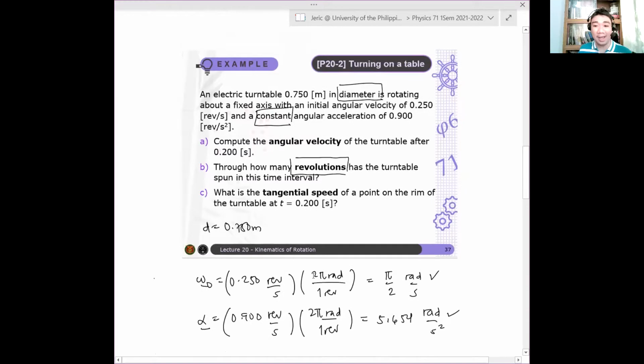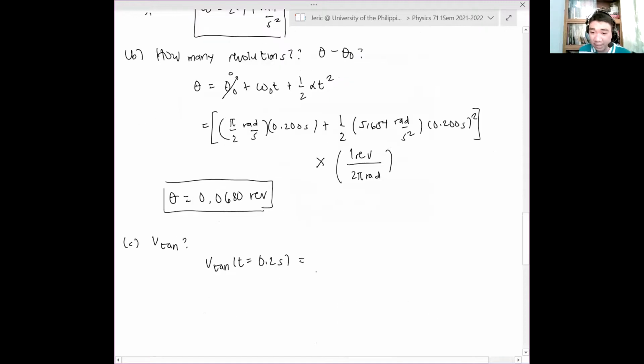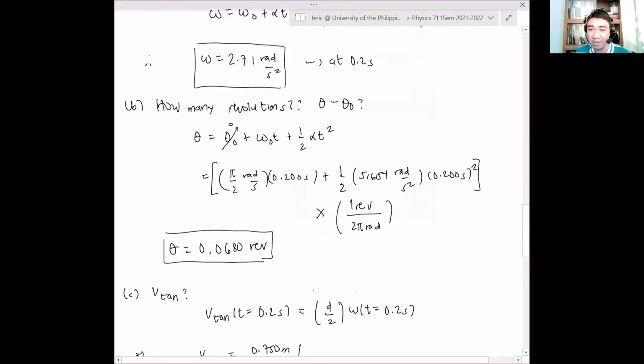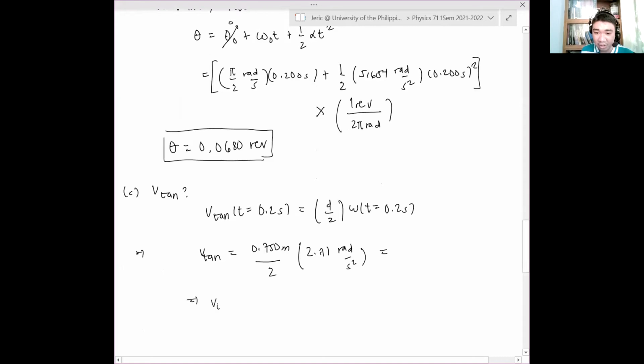What is asked is at the rim, so we need the radius. You need to divide your diameter by 2, so we have D over 2, multiplied by omega at t equals 0.2 seconds. V tangential is simply 0.750 meters divided by 2 times what you got in the first sub-item, 2.71 radians per second. Hence, V tangential is equal to 1.02 meters per second. That is the answer. Okay?